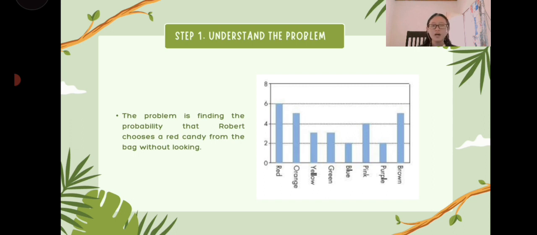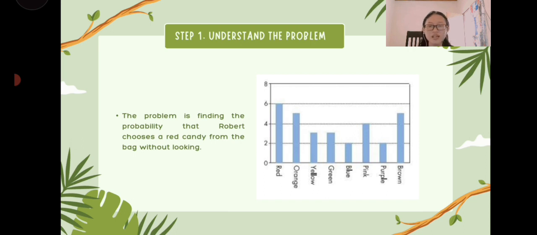Here is a bar graph representing the number of candies for each color. From this graph, we can see that there are 6 red candies, 5 orange candies, 3 yellow candies, 3 green candies, 2 blue candies, 4 pink candies, 2 purple candies, and 5 brown candies. The total number of candies is 30.